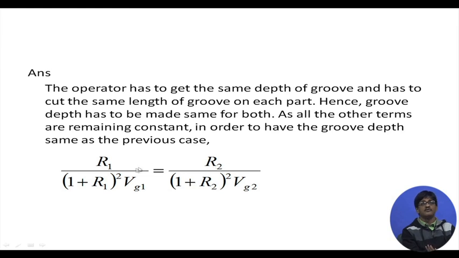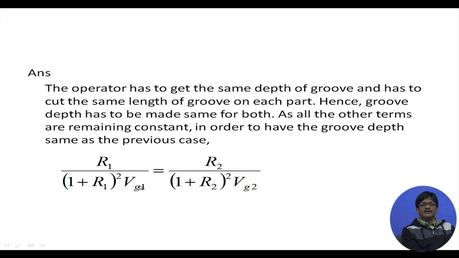Why? Because the groove depth has to be the same. So, R1, that means loading factor for the first one, that means m dot abrasive by m dot water divided by 1 plus R, etc. Velocity, the first velocity is definitely going to be different from the second velocity. You may ask me, why? Why don't I keep the velocity the same? You will get to know as we proceed that the velocity has to change. Okay? So, let us see.